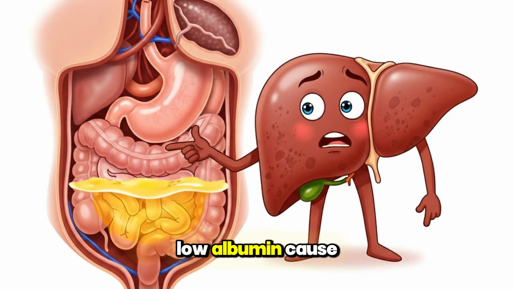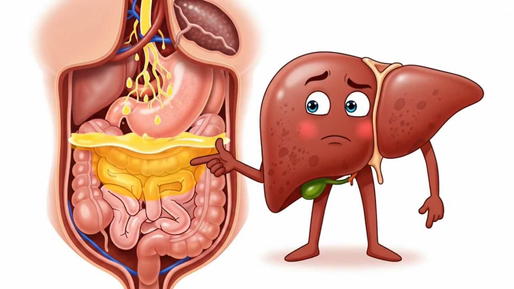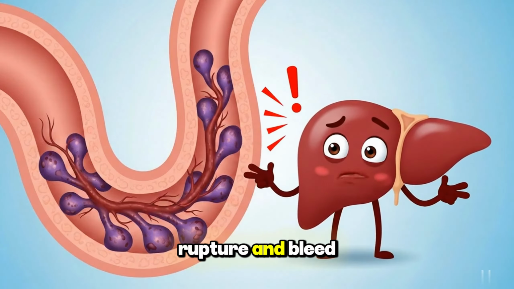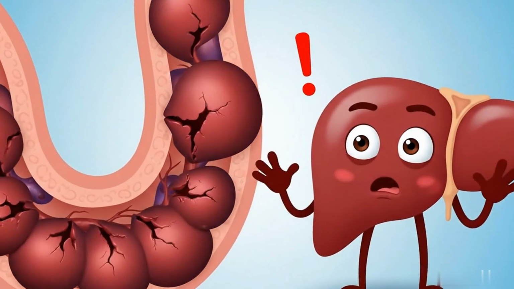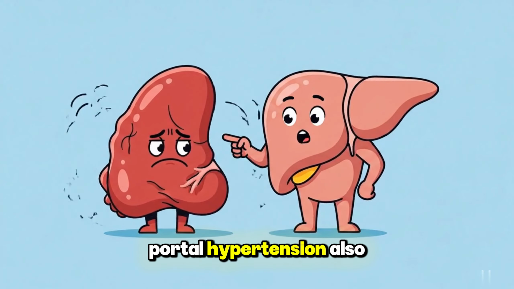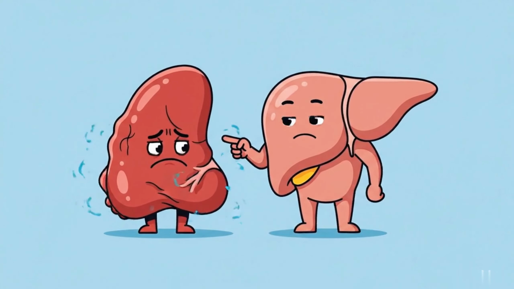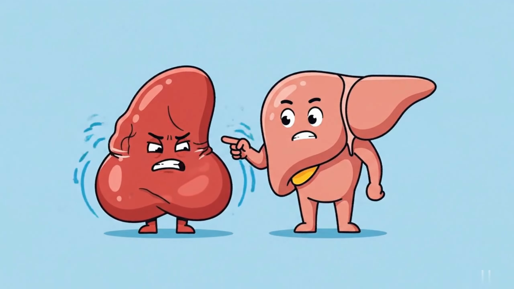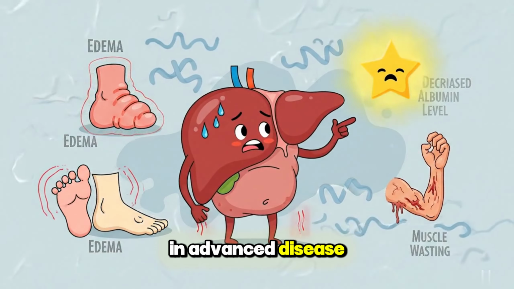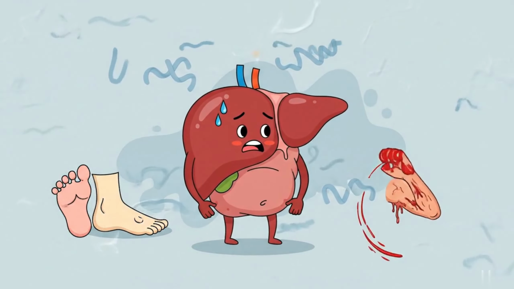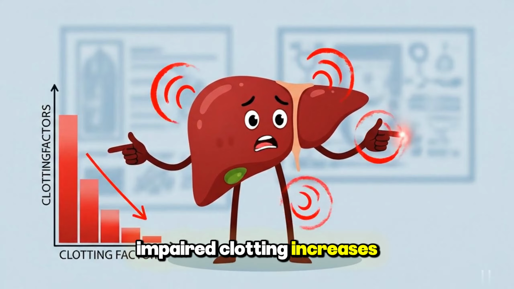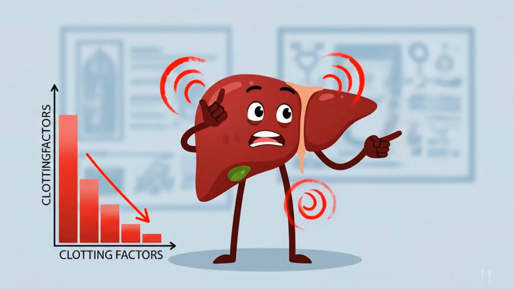Portal hypertension and low albumin cause ascites. Fragile varices can rupture and bleed. Portal hypertension also enlarges the spleen. Protein synthesis declines in advanced disease. Impaired clotting increases bleeding tendency.